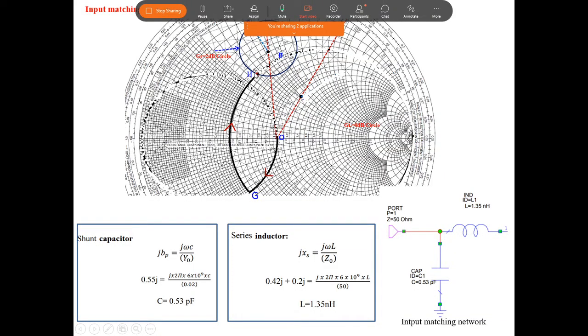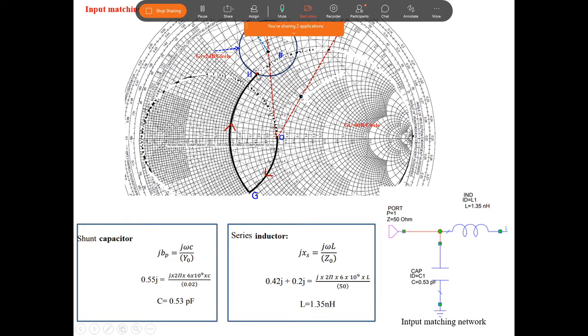Okay, so at the input side 50 ohm is there. So what we have to do, start from here, move on a constant conductance circle. See, starting from here you move over a constant conductance circle like this until you reach a resistance circle passing through this point.